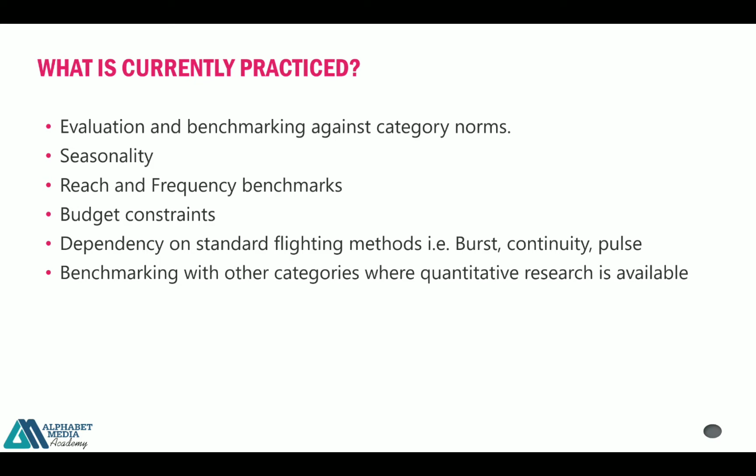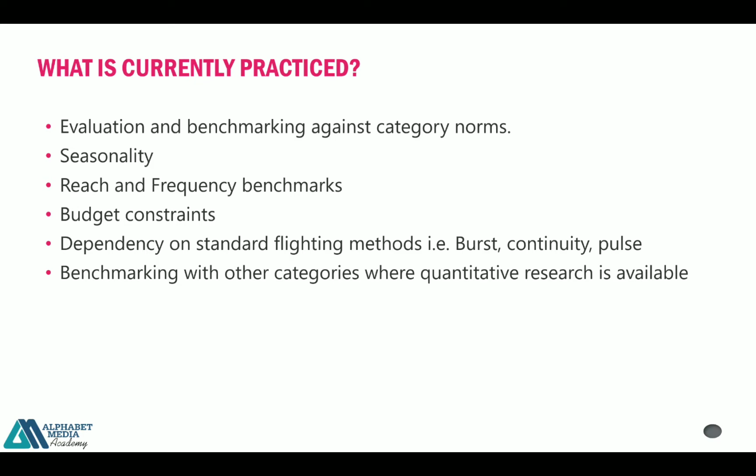Reach and frequency benchmarks can also help to determine what your flighting pattern should be, because if you've got a specific reach target, that will determine the number of weeks you need to be on air to achieve that reach goal. Budget constraints is the obvious one. If you've only got money for 6 weeks, then you're going to run a 6 weeks campaign. So let's get the obvious out of the way as well.